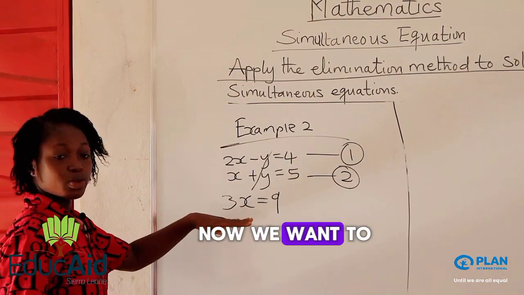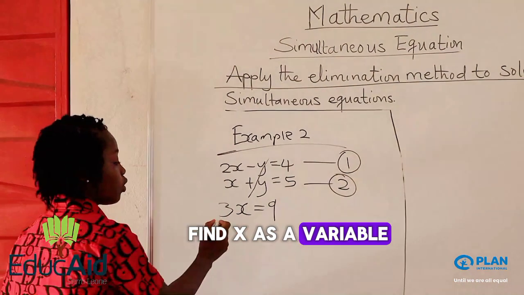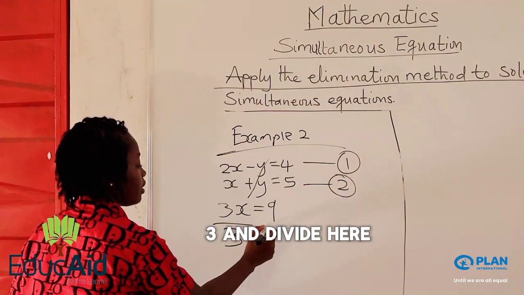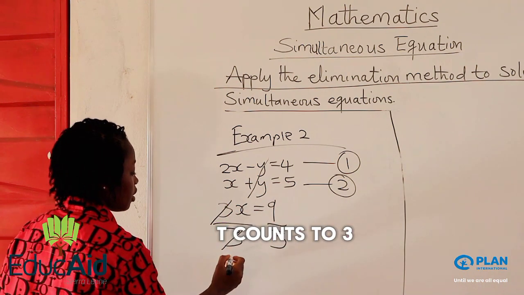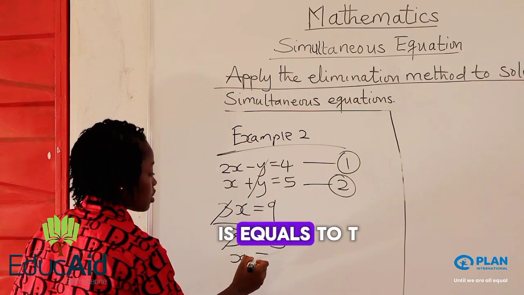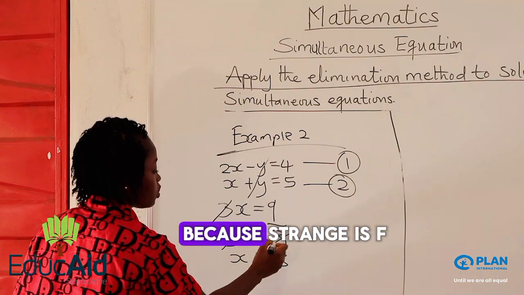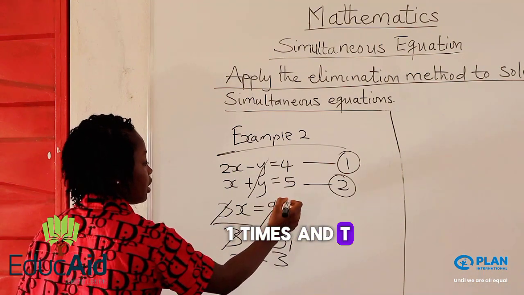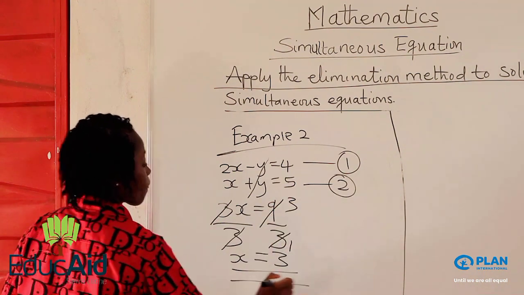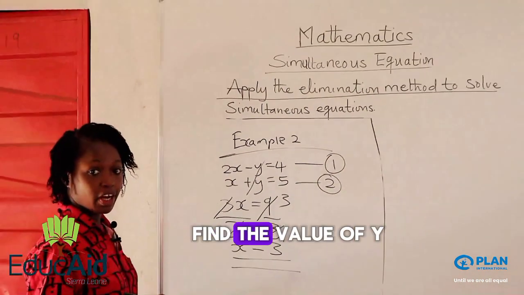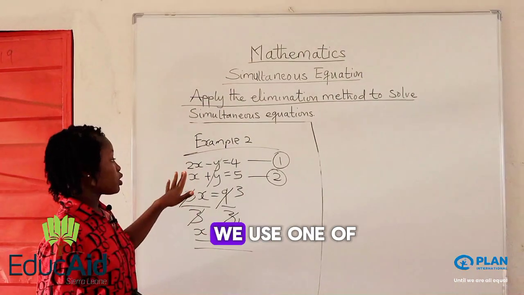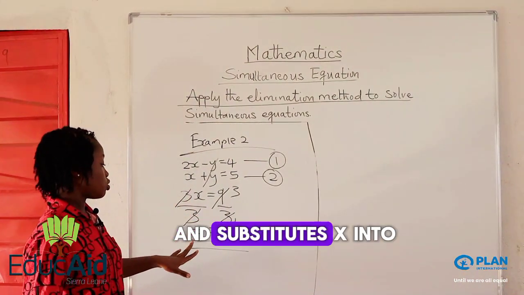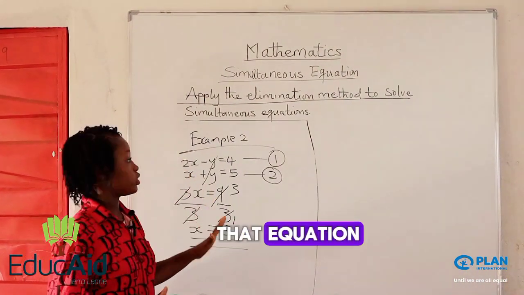Now, we want to find x as a variable. We divide here by 3 and divide here by 3. 3 cancels 3. We have x is equal to 3. Because 3 into itself 1 time and 3 here 3 times. So now we want to find the value of y. In order to find the value of y, we use one of the equations and substitute x into that equation.